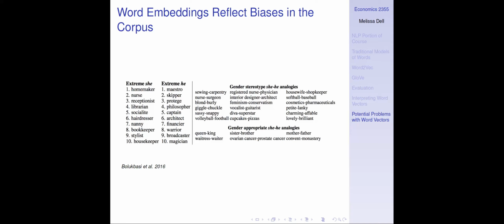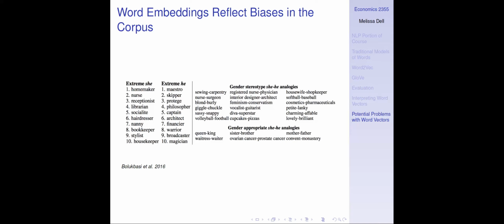If you look at the occupations that are most likely to appear near "she", to have "she" in the context relative to having "he" in the context, these are occupations where when that word comes up, there's really likely to be a "she" nearby and not very likely to be a "he" nearby. The number one on the list is homemaker, perhaps not surprisingly, then nurse, receptionist, librarian, socialite, hairdresser, nanny, housekeeper. And for "he", there are some interesting ones: skipper, philosopher, captain, broadcaster.